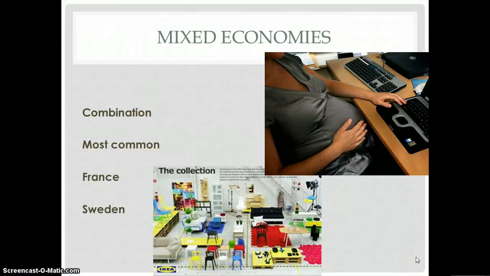All right, we're beginning. Mixed economies. So mixed economies is the middle ground. For our definition for the class, we'll look at it as the middle ground between the free market and the command economies of communism and socialism. So this is like the middle ground.